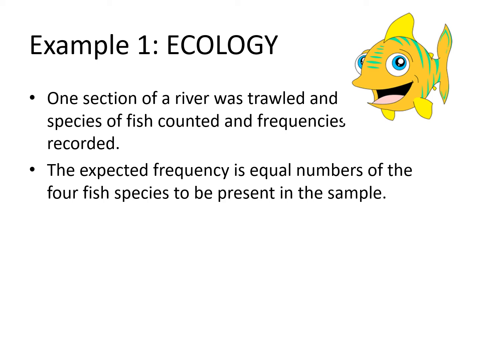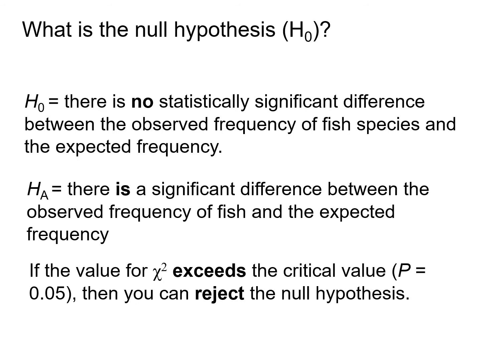What you then have to look at is your null hypothesis. In this particular question, the null hypothesis is stated, but you may have to in an exam come up with your own. And again, just use the format that I've already given you. So it would be there's no statistically significant difference, because we're looking at chi-squared, between the observed frequency of the fish species and the expected frequency. It's just using the standard format from earlier in the presentation. Go back if you need to sit and memorize that format. You can, of course, state the alternative hypothesis as well.